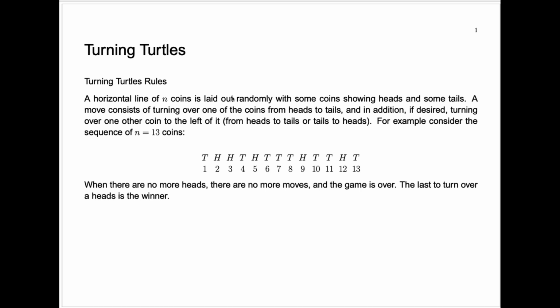And in addition, if desired, you get to turn over another coin, always to the left of the one you first turned over. And when you say turn it over, it could be from heads to tails or from tails to heads. For example, consider this sequence of 13 coins. In this sequence of 13 coins, you see 5 heads.